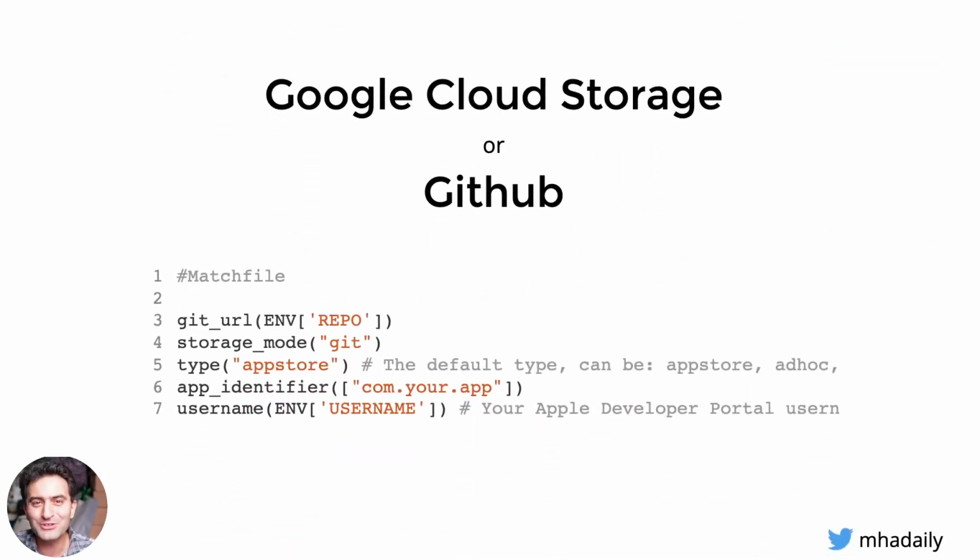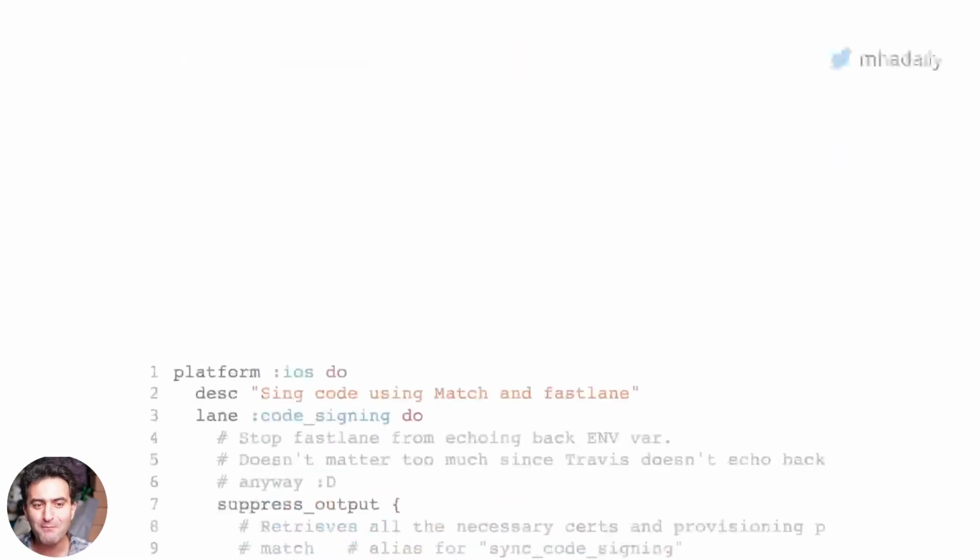As soon as you're done with the initial setup and you're storing your certificates and profile, you can store them in different storage. You can store them on GitHub, Google Cloud, AWS S3, or Azure Blobs, wherever you feel comfortable. You can definitely go and store those certificates, which helps you to share this code signing across team members.